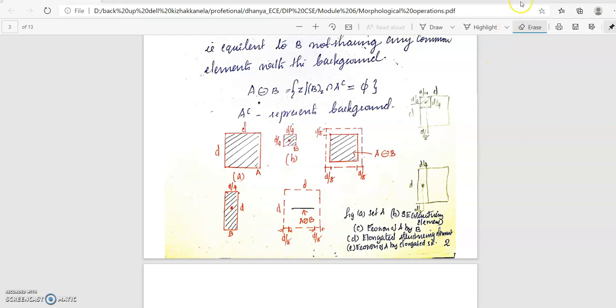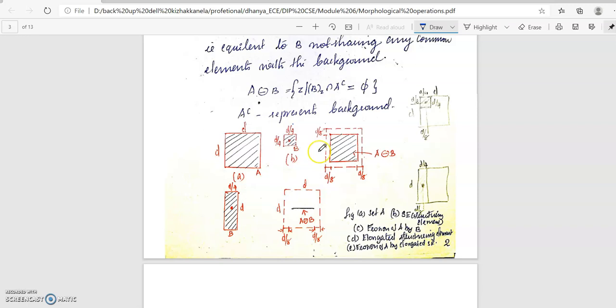In this session we will see what erosion and dilation are, and we also discuss a problem on opening and closing. First we consider a figure: this is my image A, and consider B as my structuring element. First we discuss what erosion is.